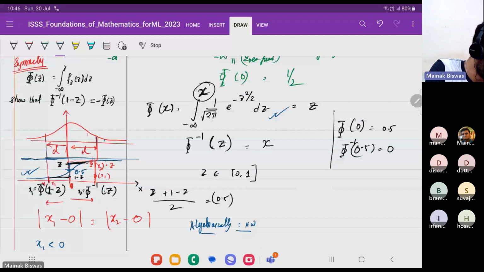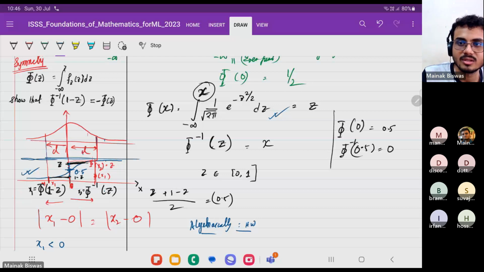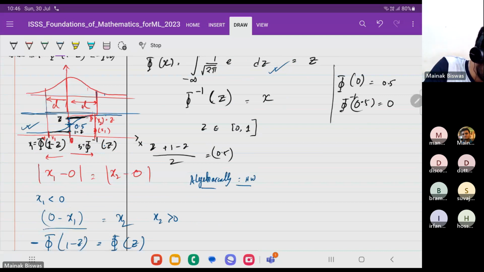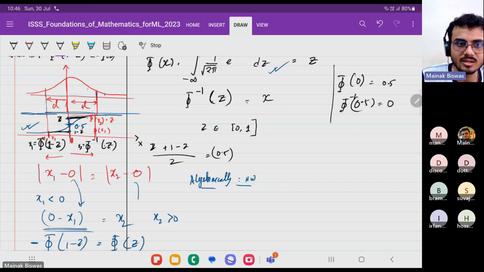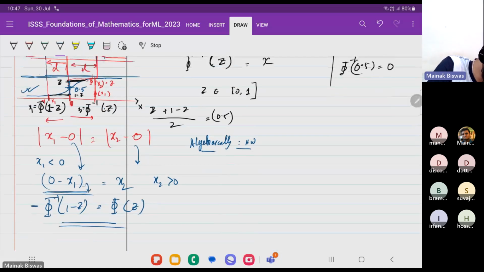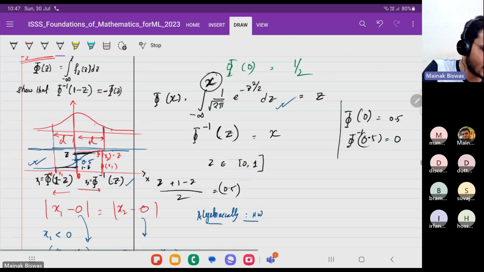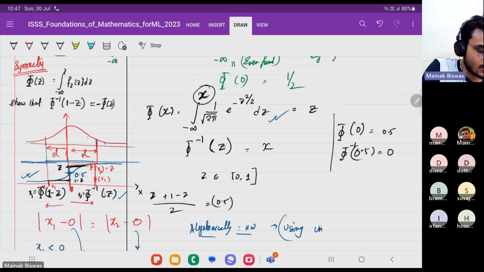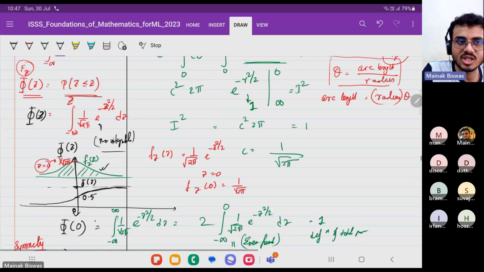So phi of z and 1 minus z are symmetric about 0.5, which is 0. Due to the even function characteristics, the distance from 0 on both sides will be the same, right? So mod of x1 will be equal to mod of x2. x1 is negative according to the picture, so mod of x1 will be minus x1, yes or no? Yes, that's what I've written. Minus x1 is nothing but minus phi inverse of 1 minus z. From the picture you can get it, and algebraically using integration, you can show it as well. But you will essentially do the same picture.